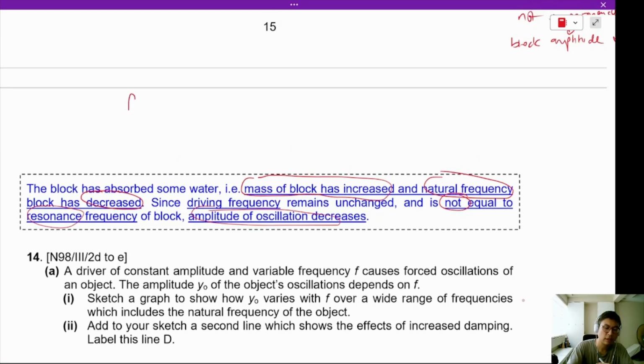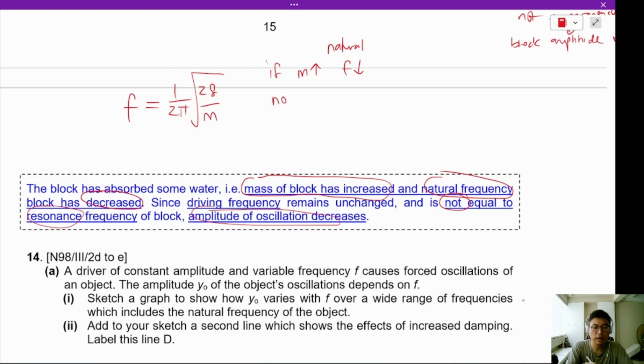Because the frequency of the block is given by 1 over 2 pi square root of k over m. So if m increases, then the frequency of the block decreases. This is called the natural frequency decreasing. And then since the frequency of the driver is the same, it will not be in resonance anymore. When it's not in resonance anymore, the amplitude of the oscillation will decrease.